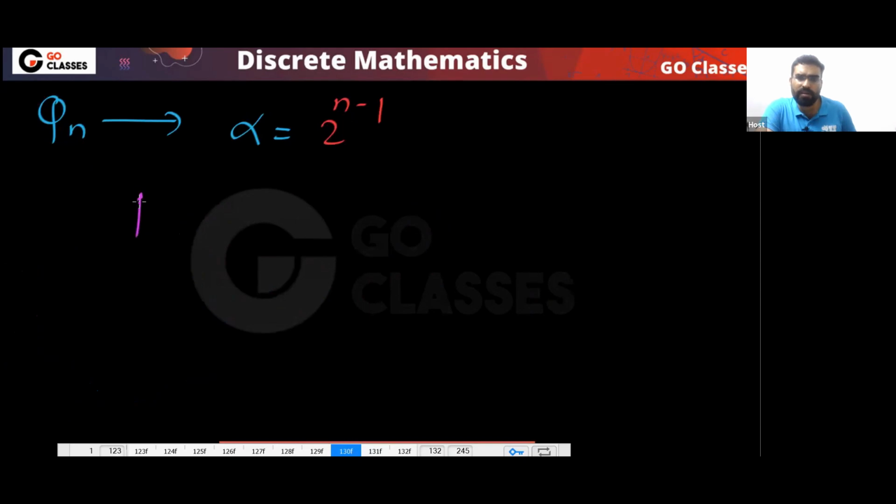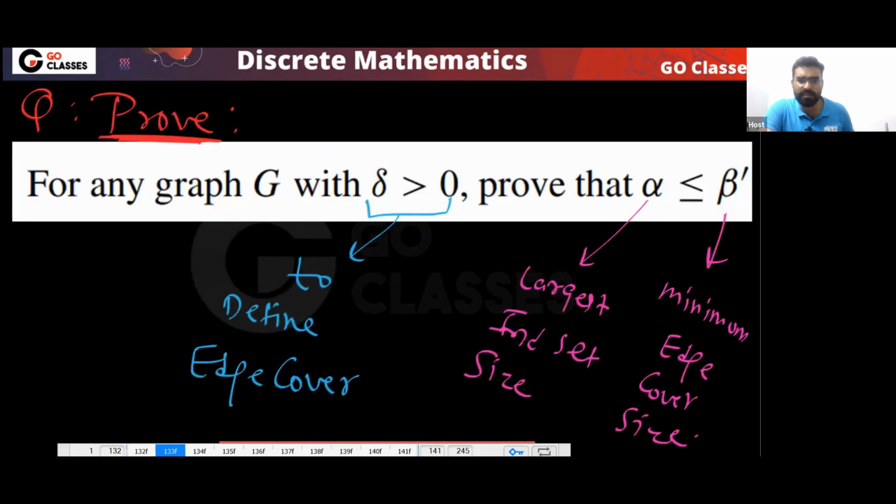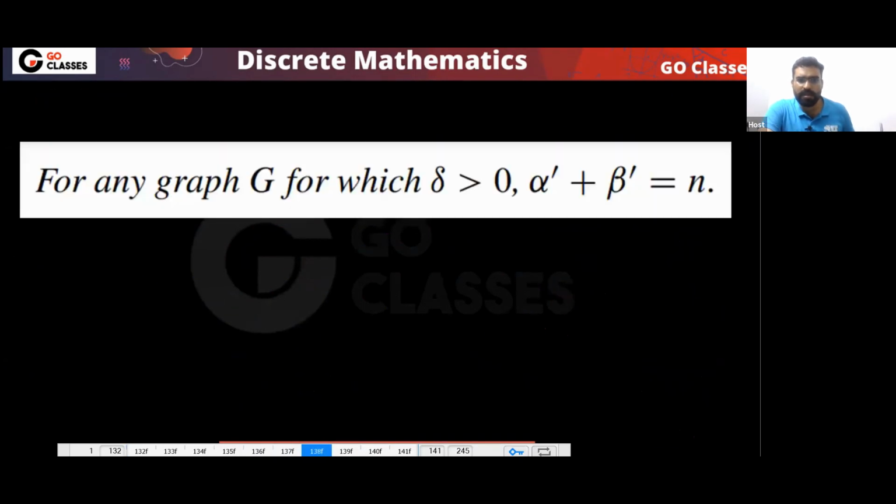And if you have alpha, then beta will be the number of vertices minus alpha. So that will be 2 power n minus 2 power n minus 1, that is also 2 power n minus 1. Okay, so like this you can do. All these things we have already seen. Very simple. If anyone has any doubt, this is what we have to learn by heart. I told you, the proof is complicated.